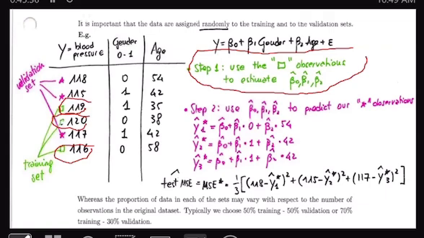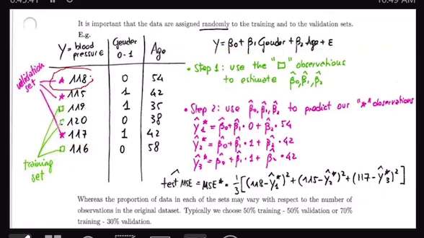Take a look at this. If I want to use this guy, that's number 1 in the validation set, I'm going to plug in this 0 where I see gender, and 54 into age. Can you see that? And don't forget, I've already secured the beta naught, the beta 1, and the beta 2 cap. If I plug those in, I'll be able to estimate Y1 cap.